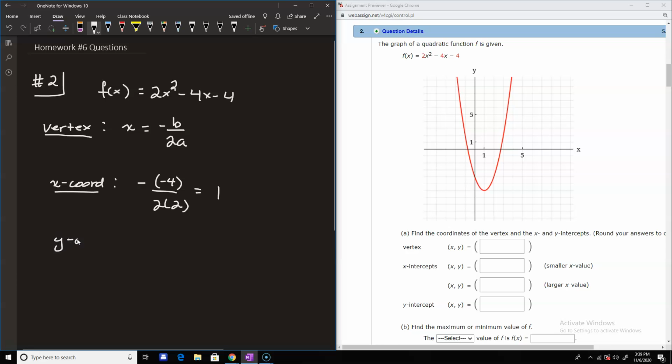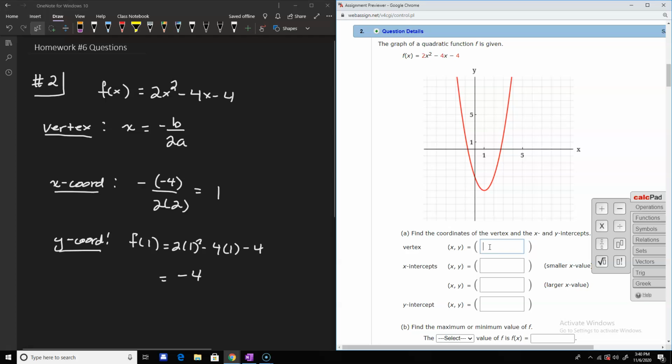To figure out the y coordinate, we go ahead and plug that into the formula. So we get f of 1, which is 2 times 1 squared minus 4 times 1 minus 4. So that comes out to negative 4. So we have our vertex 1 comma negative 4. So we can enter that.